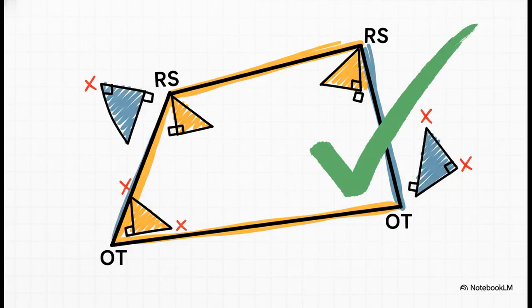And the results are in. The slope of side RS is 1/2. And look at that, the slope of side OT is also 1/2. Since they have the same slope, they are parallel. The other 2 sides? Totally different slopes. And there you have it. With exactly 1 pair of parallel sides, we have officially proven this shape is a trapezoid.